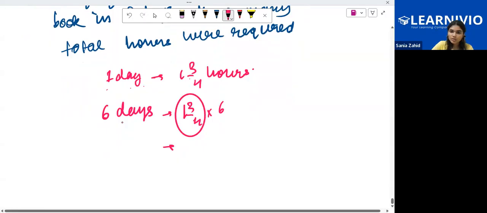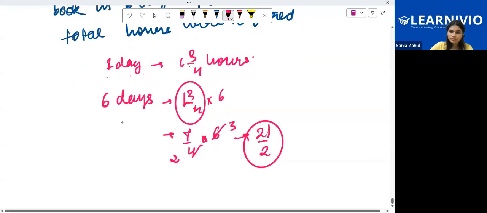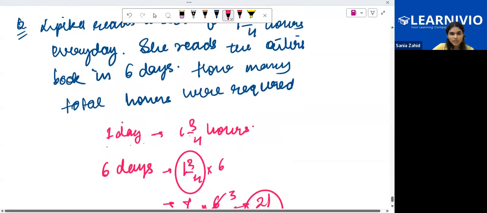Okay. Then how will you convert it into an improper fraction? Ma'am, 4 into 1, then plus 3. 7 by 4 into 6. So 2 3s are 6 and 2 2s are 4. You will get 21 by 2. Yes. Okay. What is the total number of hours that was required by Deepika to read the book? 21 by 2. Yes.